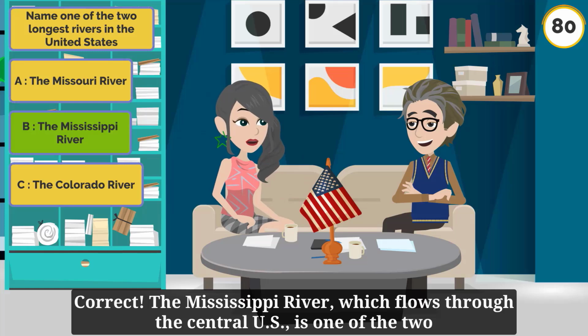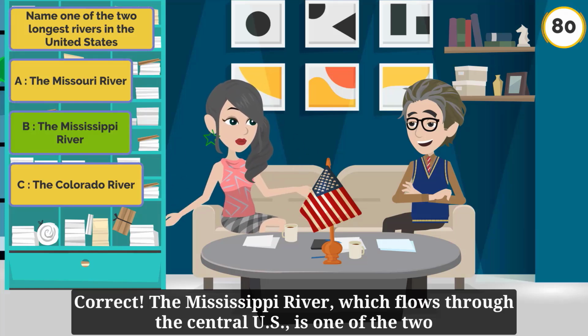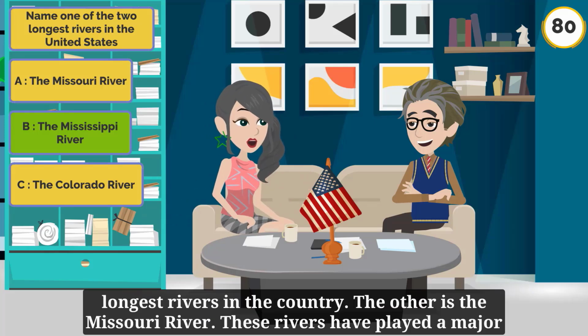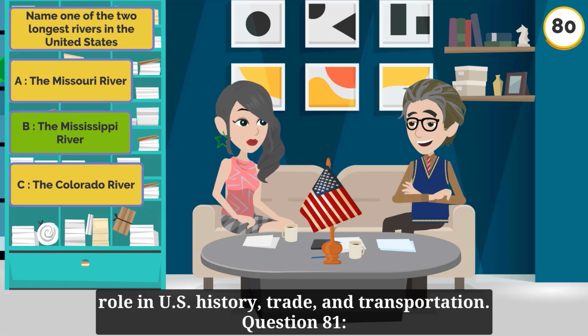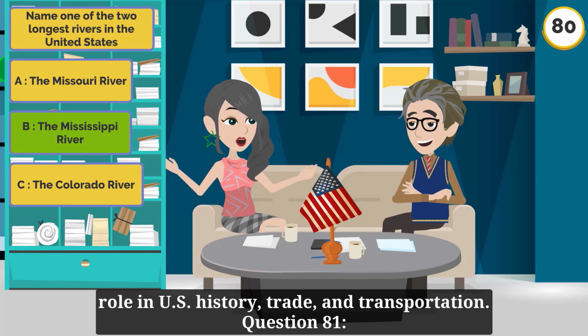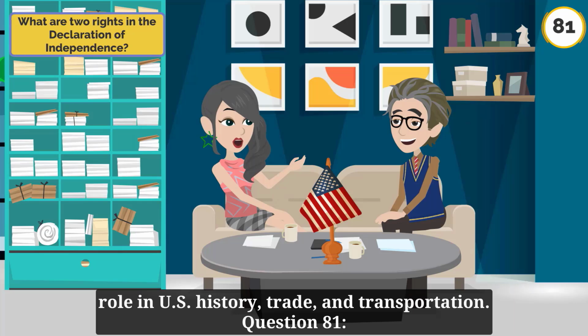The Mississippi River, which flows through the central U.S., is one of the two longest rivers in the country. The other is the Missouri River. These rivers have played a major role in U.S. history, trade, and transportation. Question 81.